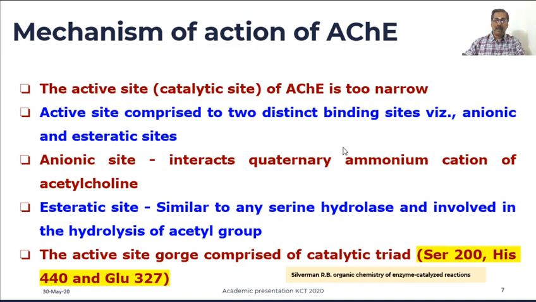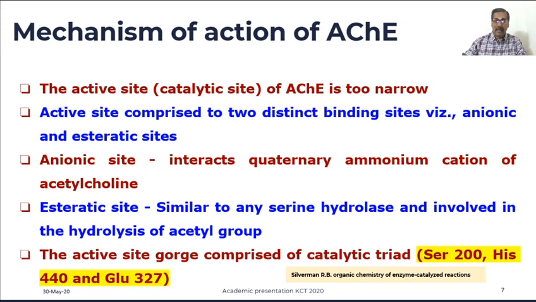Please recall, chymotrypsin's catalytic triad contains three amino acids. One is serine, another one is histidine, third one is aspartate. The only difference over here is that acetylcholinesterase contains serine and histidine, whereas instead of aspartate we have glutamate, and the location is different. So serine 200, histidine 440, glutamate 327.